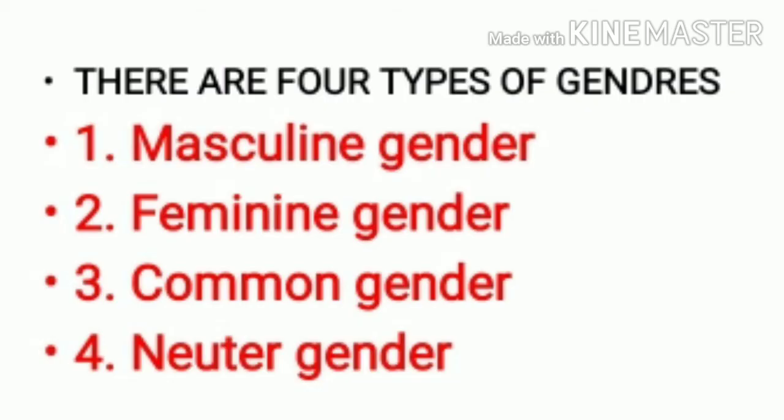There are four types of genders. First one, masculine gender. Second, feminine gender. Third, common gender. And fourth, neuter gender. Now let us learn about all these genders.